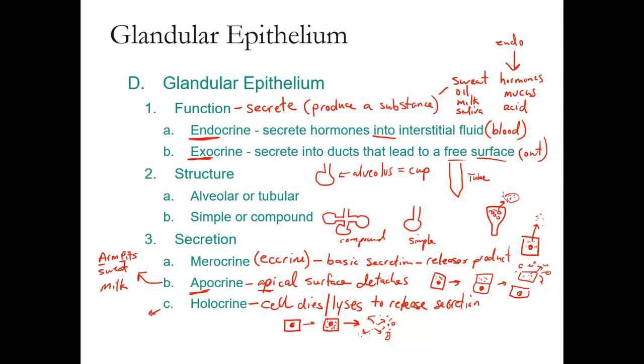And examples of holocrine secretions, the best one I can think of is called sebum, which is the oil in your skin. So your skin oil is actually little bits of dead cells that just blew themselves up. Yeah. So, yeah, good.